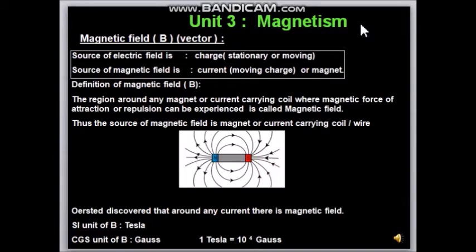Good morning, students. Let's start our new unit number 3, magnetism. By the name, it is clear that here we are going to understand some magnetic properties. The first term we are going to understand in this chapter is the magnetic field. The symbol we will be using is B. It is the standard symbol for magnetic field, and like any other field, it is also a vector quantity.